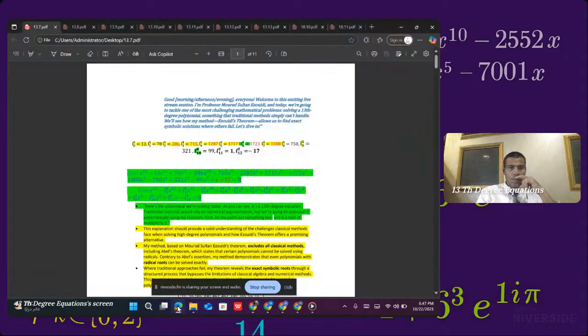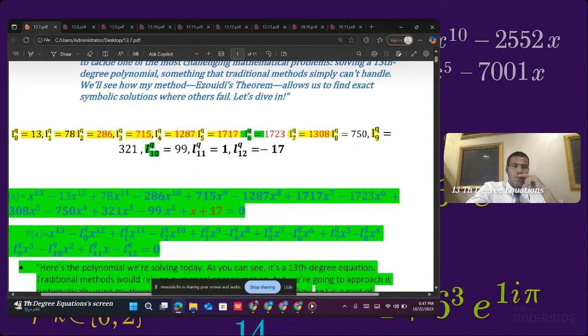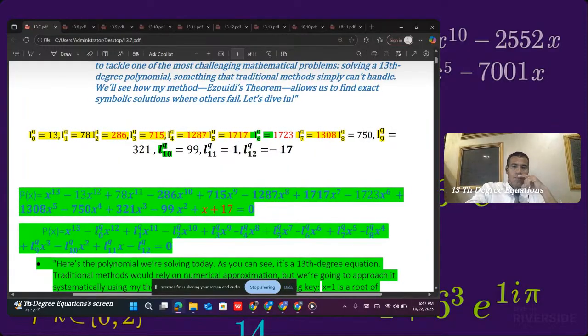Let's unpack this challenge. We are diving into solving a 13th degree polynomial today, which is quite the task. Right. In high school, you maybe solve quadratics, degree 2. Yeah. But mathematicians know once you get past degree 4, classical algebra kind of, well, throws up its hands. It basically says, I give up.